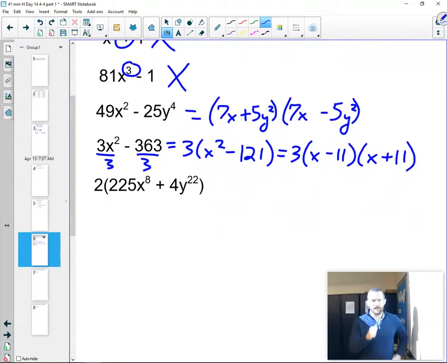All right, last one for this slide. 2 times 225x to the 8th plus 4 times y to the 22nd. Well, okay, we've got a GCF in front, but that's not going to affect anything. That doesn't matter. 225 and 4 are both perfect squares. We've got even powers, but we've seen addition. As soon as we see addition, it's like, oh, no, not perfect squares, and we move on with our lives. All right. Hopefully that made sense.